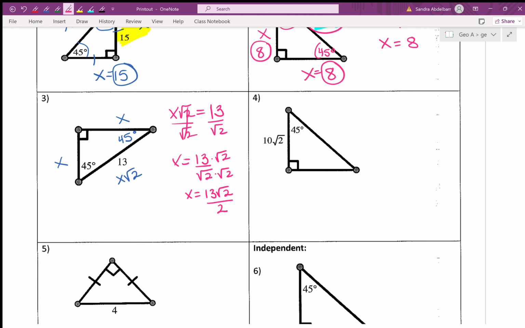Is it okay that I cannot divide 13 and 2? Absolutely, that's perfectly fine. So both legs are 13 root 2 over 2, 13 root 2 over 2. The hypotenuse is already there. It is 13.